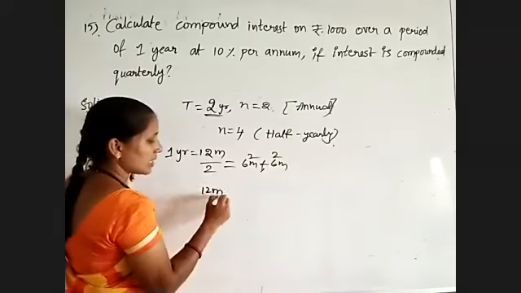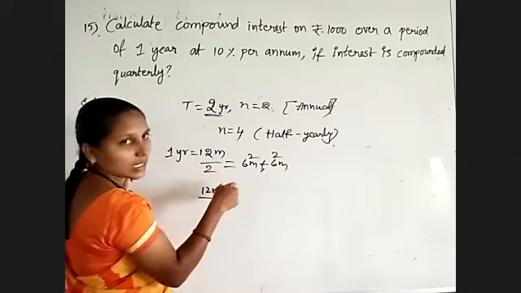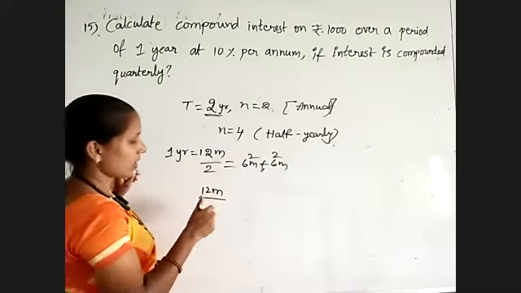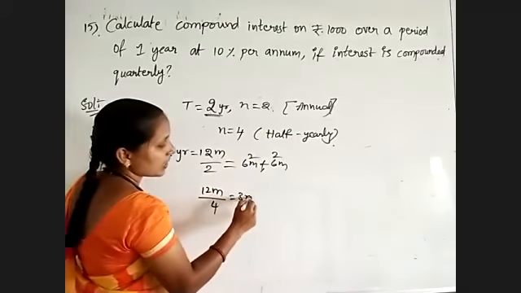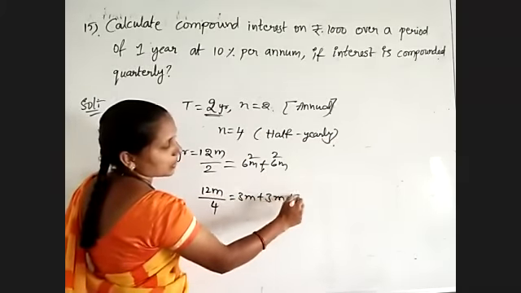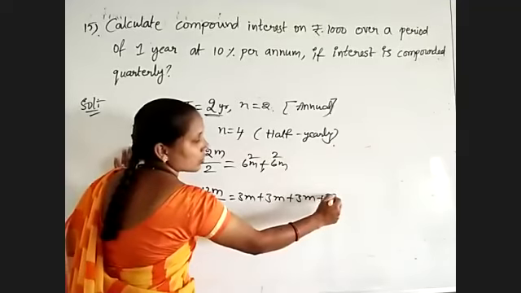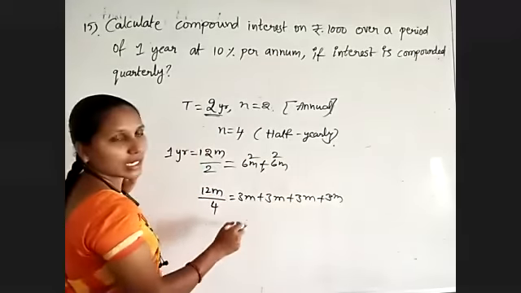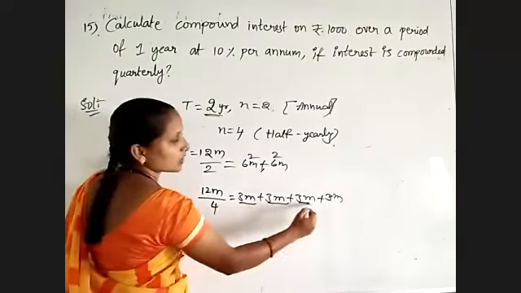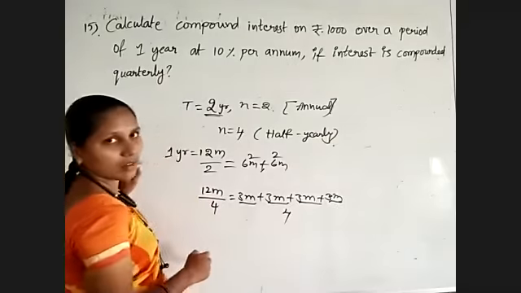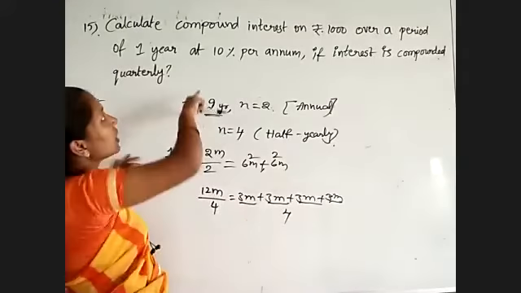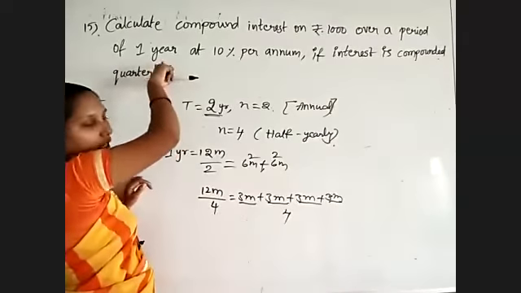Same, 12 months we want to divide into quarters. Quarter is nothing but 4, yes or no? Means 3 months plus 3 months plus 3 months plus 3 months. So total how many quarters are we getting in 1 year? 1, 2, 3, 4. Number of conversion periods is 4 for 1 year. Because here time is 1 year only given, so okay, 4.